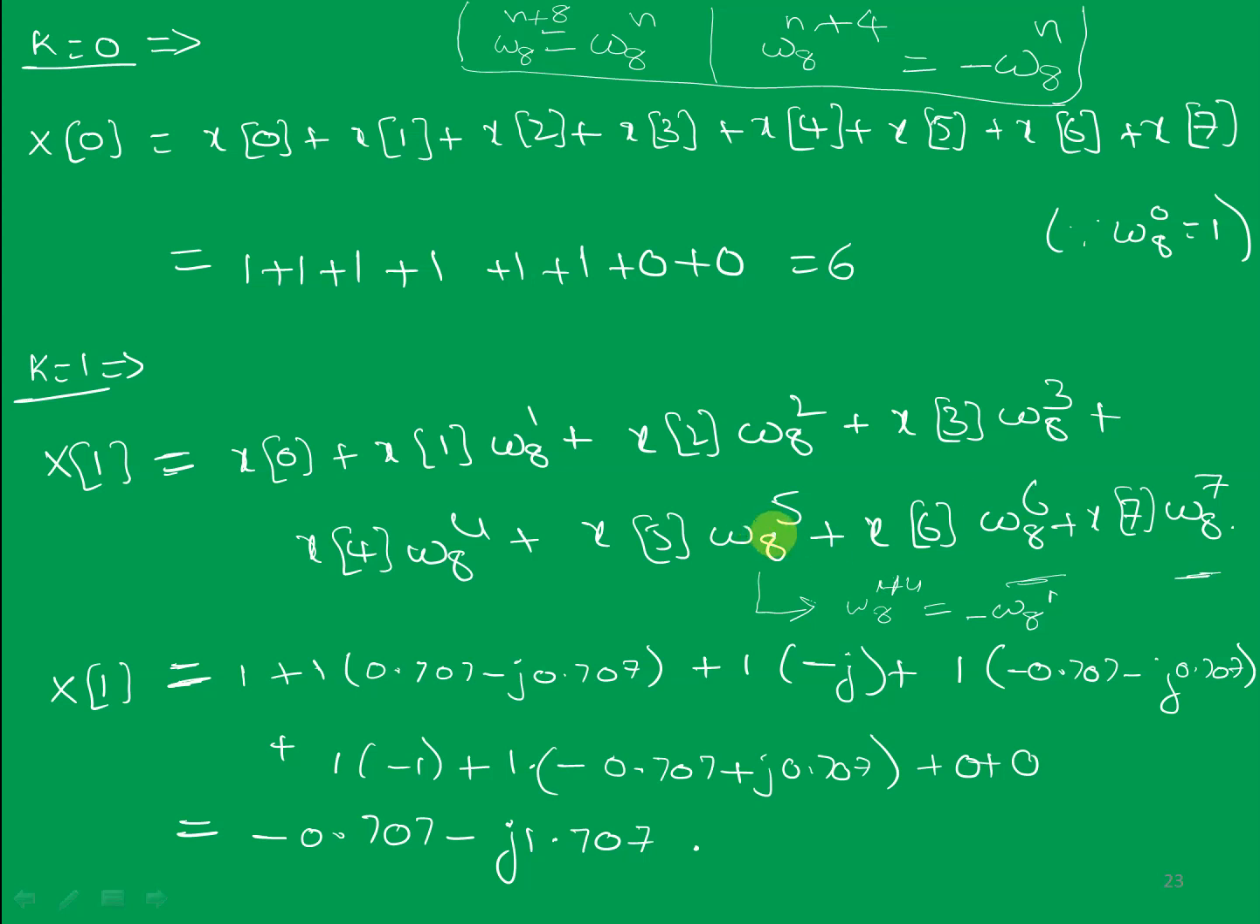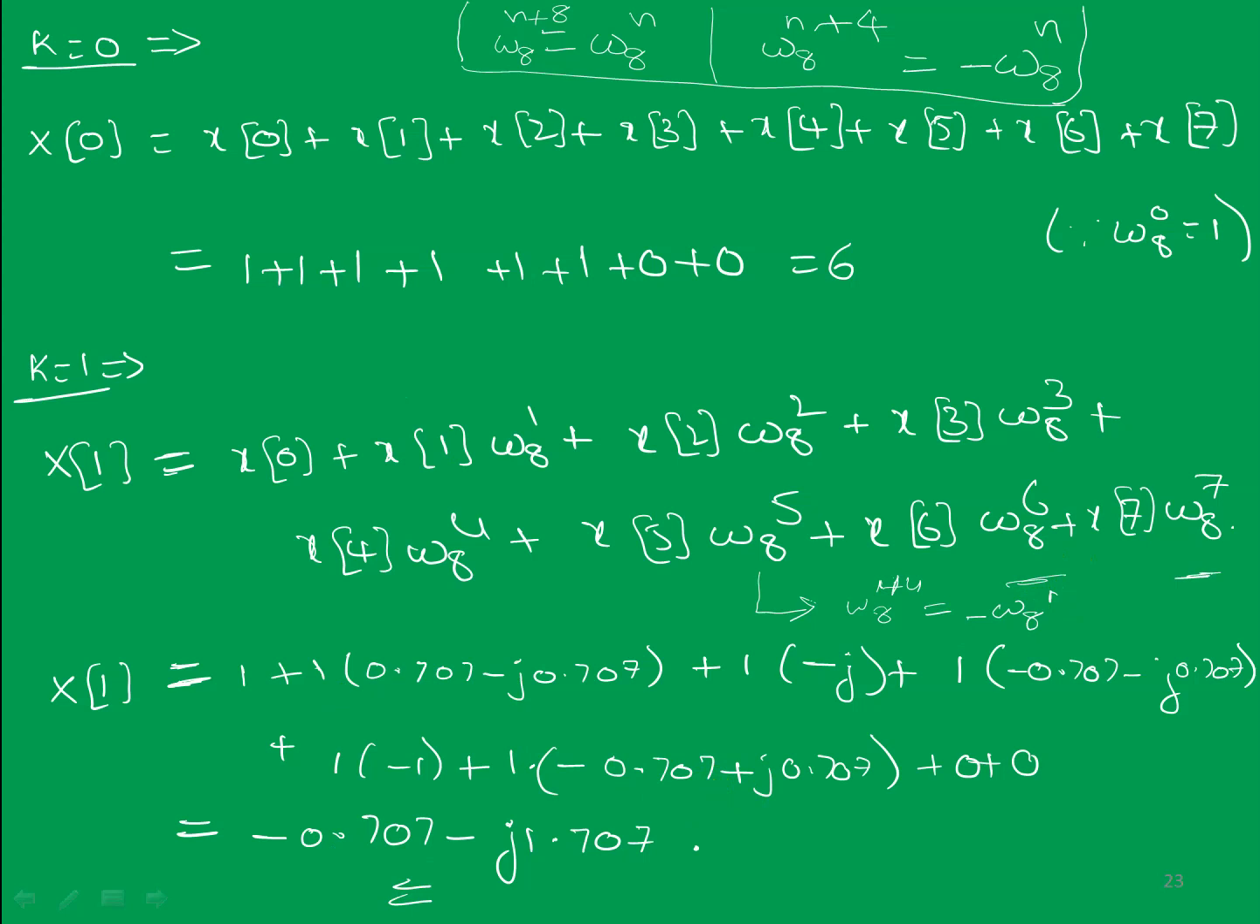So now if I apply the symmetry property, W8 power 5 becomes 1 plus 4. I can write it like this. That's why it matches this particular symmetry property. Now it is equal to minus W8 power 1. Minus W8 power 1 means you know the W8 power 1 value. Now substitute that, minus of W8 power 1, then do the addition. Then you can get the X of 1 like this.